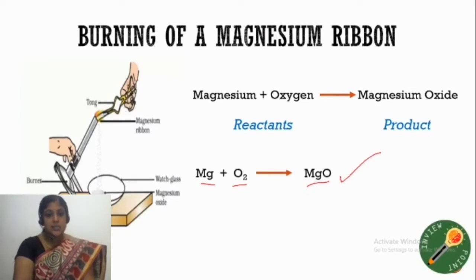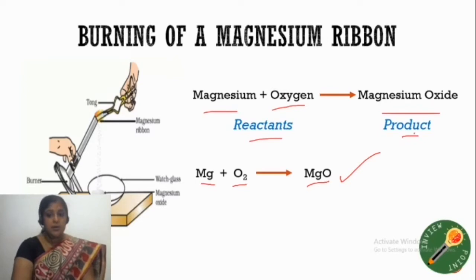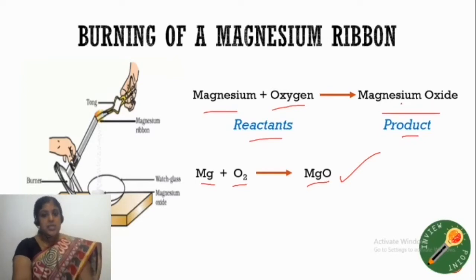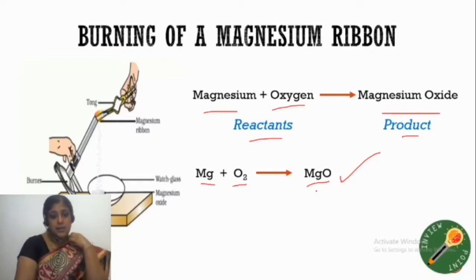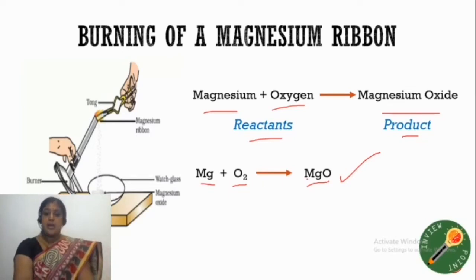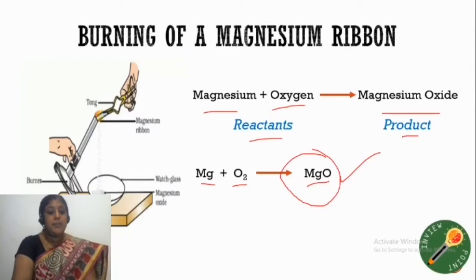Okay, is that clear, students? So here magnesium and oxygen react together to form magnesium oxide. So magnesium and oxygen are the reactants, while magnesium oxide is the product. There is only one product, that is magnesium oxide. Write the symbol formula for each substance, then you will get the chemical equation, that is Mg plus O2 gives MgO. Is that clear, students? MgO, magnesium oxide, is a white powdered ash obtained here.